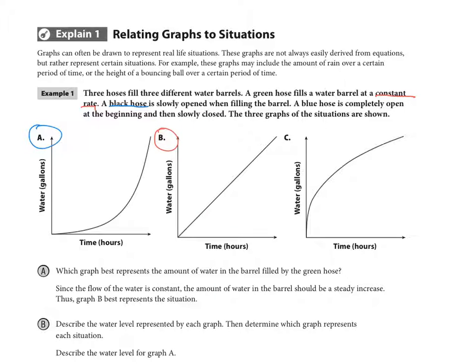We read the third one just to make sure. A blue hose, I should have used different colors for these. A blue hose is completely open at the beginning. So if it's completely open, what's happening? Water's going in a lot, and then what happens? It starts slowing down, which is C, because it goes in very, very fast, and then it starts flattening out here, because as you turn the water off, less water is going in each time. So it's being able to read a word sentence, interpret its meaning, and then match it with a graph.